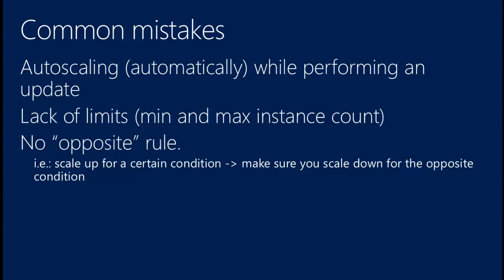Another big mistake is no opposite rule. Whenever you have a rule which says when the CPU goes above 80%, I want to scale up, I should make sure that I have the opposite rule which would say, for example, whenever the CPU goes below 40%, I should scale down. If I don't do that, I will scale up but never scale down again. Okay, so make sure you have the opposite rules.